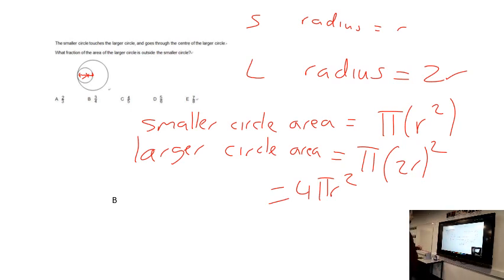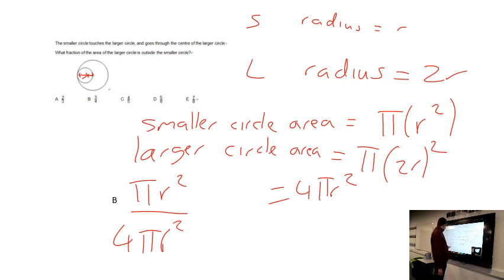So what fraction of the area of the large circle is outside the smaller circle? Okay, so let's have a look at this. We compared the smaller circle with the larger circle, and then we look at the fraction of the smaller circle compared to the larger circle. That's going to be pi r squared over 4 pi r squared.